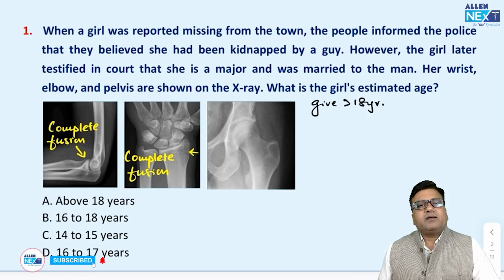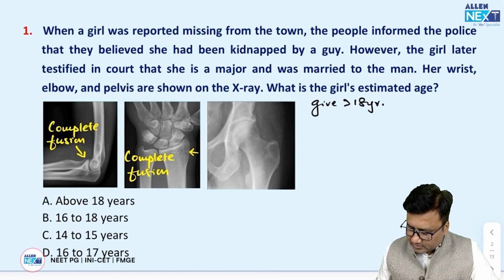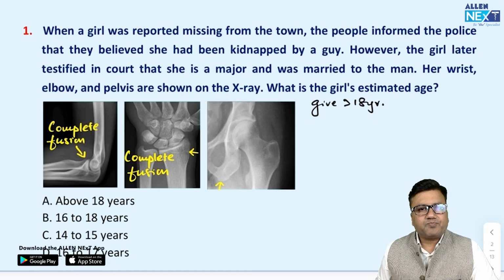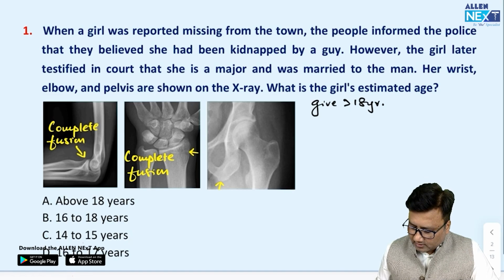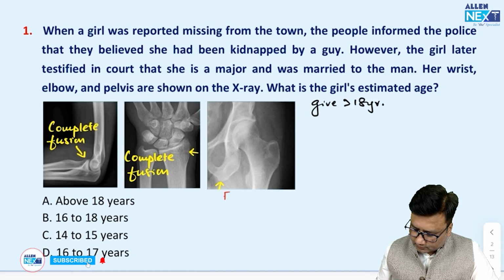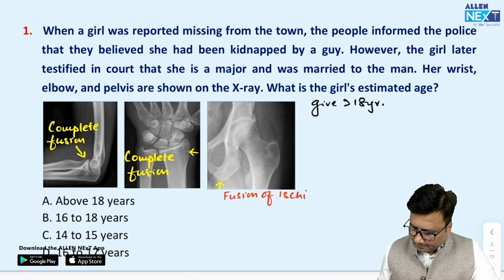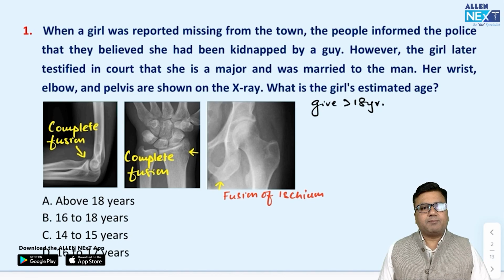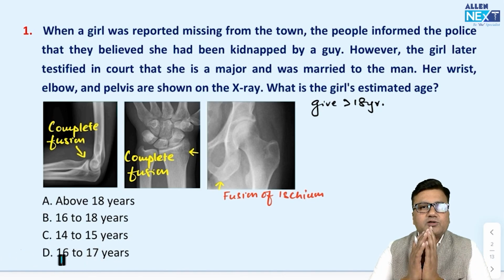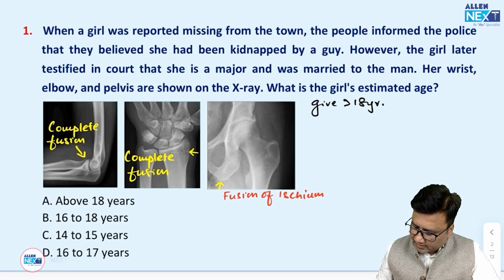Okay, and in the third x-ray we see the lower half of the pelvis, where we can see at this area at the lower end there is fusion of ischium, right? So ischial tuberosity is also fused. Rather than ischium, I should write here ischial tuberosity.